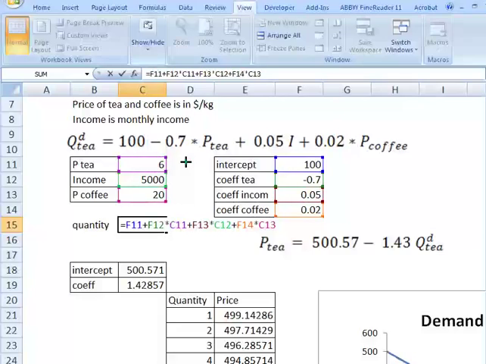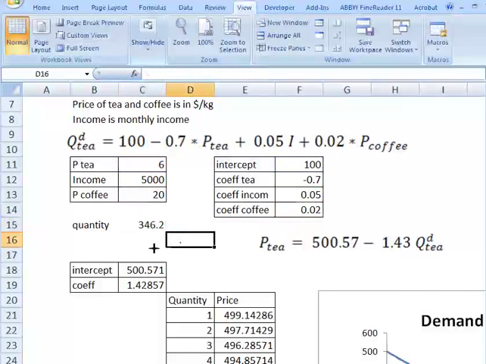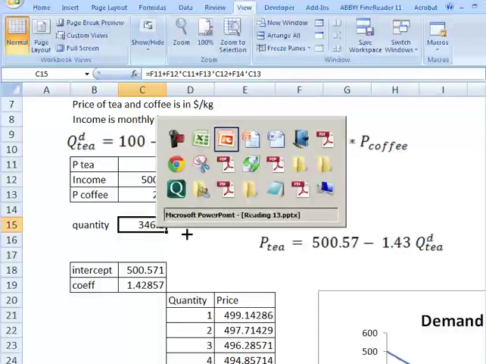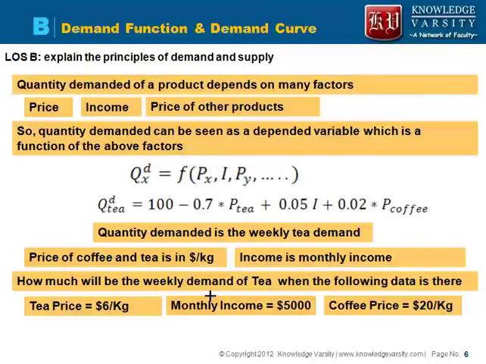Okay, when the price is 6, it so happens that you demand 346 grams of tea in a week. So this is the weekly consumption of a family in terms of grams of tea, right? So this is their demand, 346.2, right?